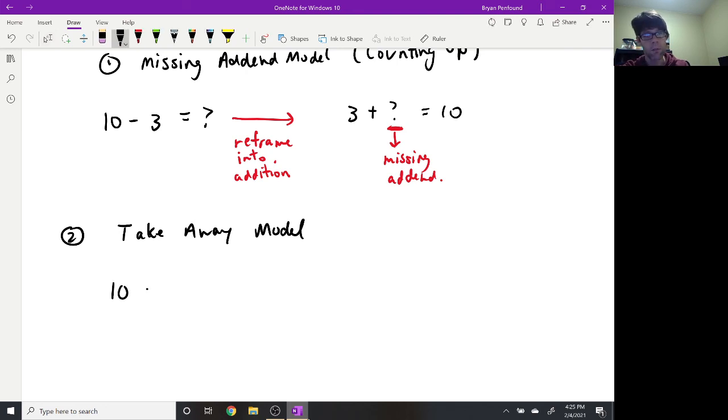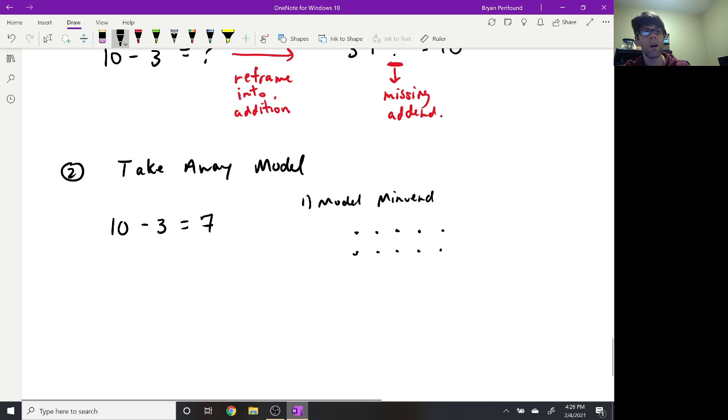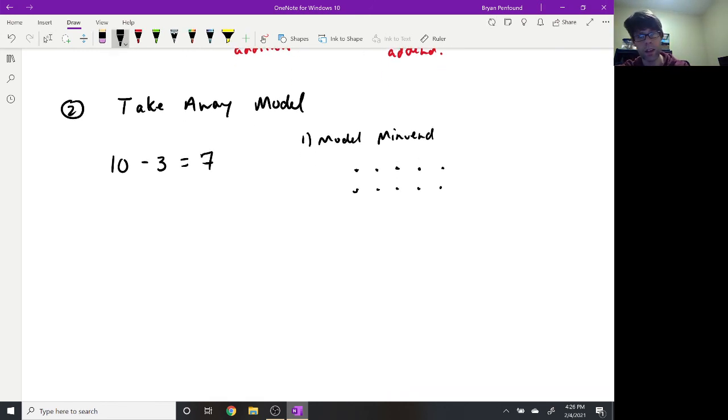So if I want to model something like 10 takeaway 3 is equal to 7, I'm going to first model the minuend. For example, we have 10 here, so let's just put 10 dots here to represent the minuend. 1, 2, 3, 4, 5, 6, 7, 8, 9, and 10. Okay, so we model our minuend. There are 10 objects. The second thing is to circle the subtrahend.